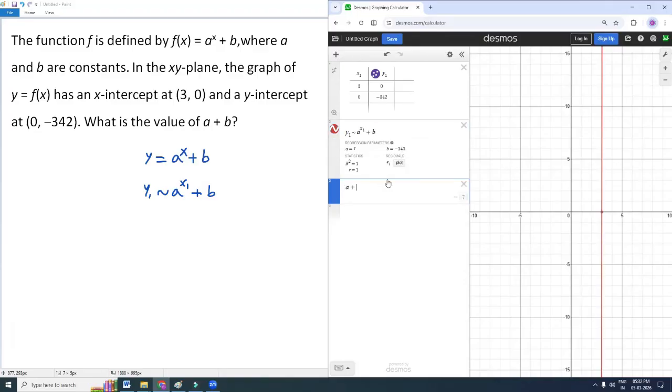Okay, my aim is to get the value of a + b. So the value of a + b is -336.